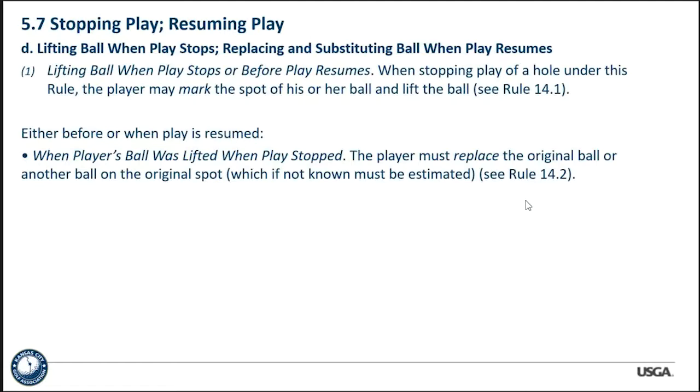And if it's not known, we're going to estimate it. For example, if you forget where it's marked after it got washed away or something like that, we're going to estimate that spot. And are we going to drop it or place it? We're going to place it. That was also the current rule. We've always placed a ball coming out of a delay, so that doesn't change.